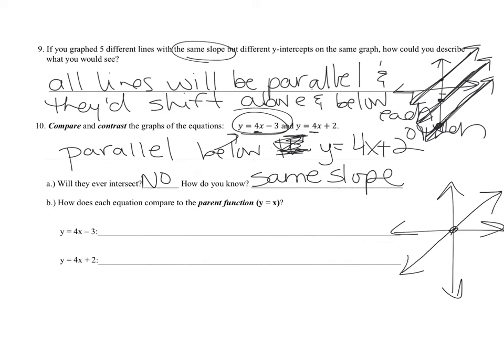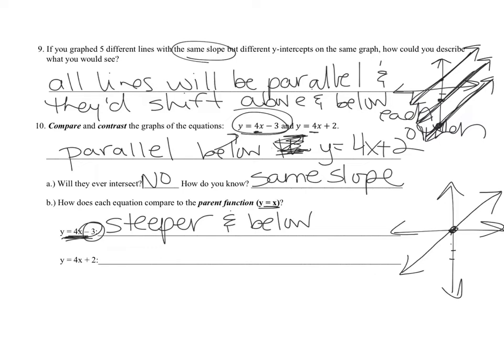And you're just going to say, all right, this line, y equals 4x minus 3. Is that going to be more steep or less steep? Well, the slope of the parent function is 1. The slope of this is 4. Well, 4 is going to be more steep, so it's going to be steeper. And then the y-intercept is negative 3. Well, the y-intercept of the parent function is 0, 0. So it's going to be below, right? So it's going to be steeper and below the parent function. That would be how you would describe that.